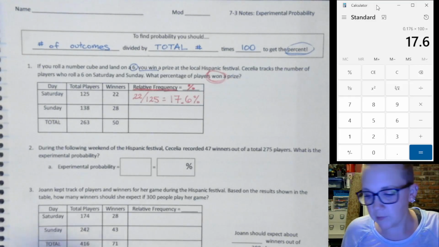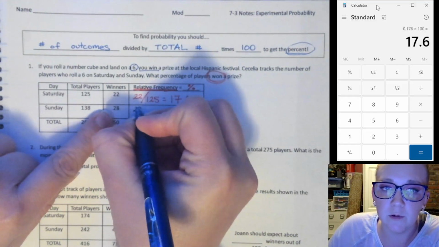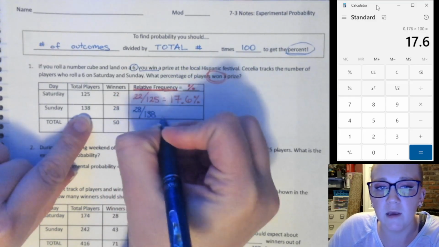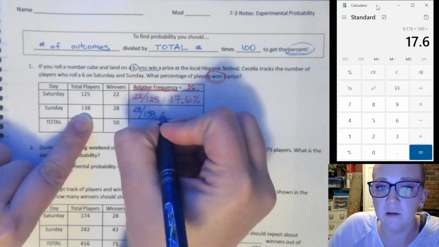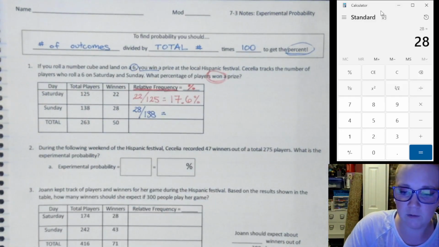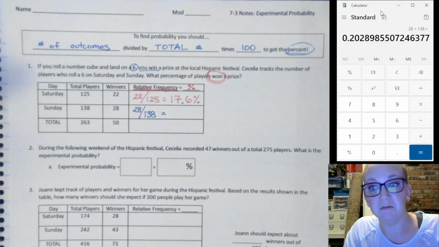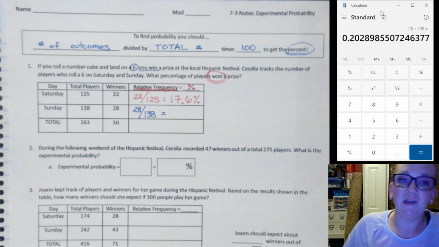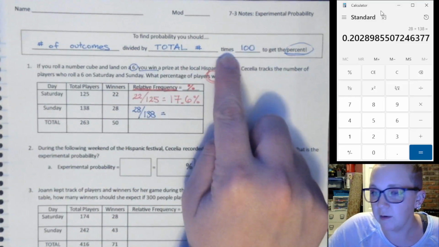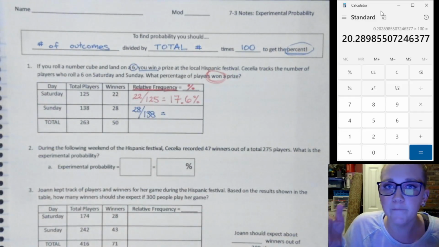So do it. For Sunday, there were 28 winners, so we're going to put 28 out of the 138 that played on Sunday. In your calculators, we need 28 divided by 138. You should get that lovely decimal, but again, that's not our percent. For the percent, you have to take that one extra step and times it by 100. Boom, there you go.